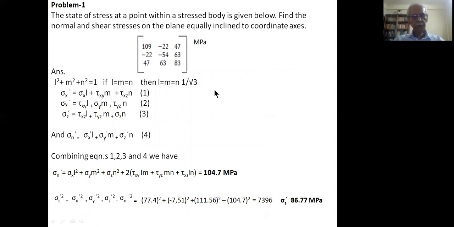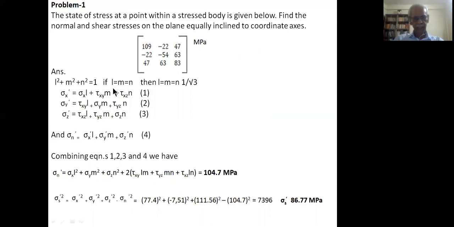Now look at this problem carefully. The state of stress at a point within a stressed body is given below. This is the state of stress. Find the normal and shear stresses on the plane equally inclined to the coordinate axes. So here he is giving you the L, M, N. How? Because he is saying that they are equally inclined to the coordinate axes. That means L, M, N are equal.